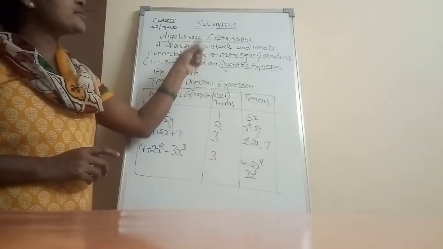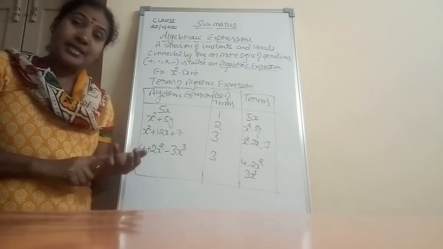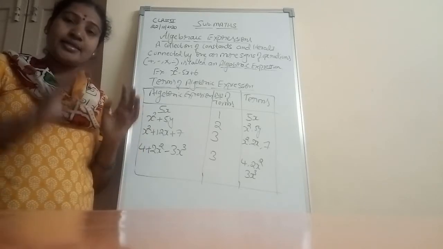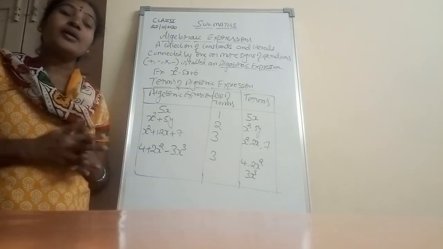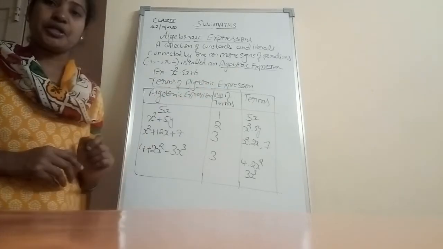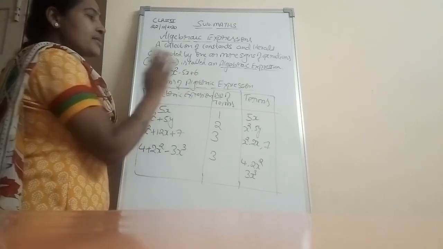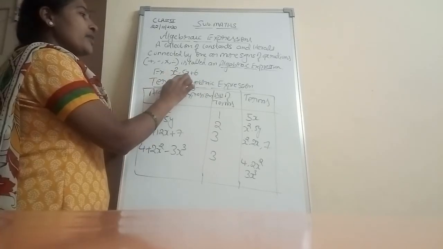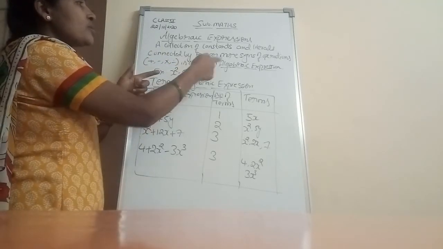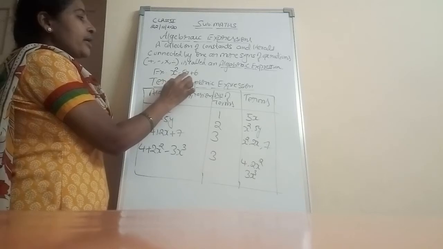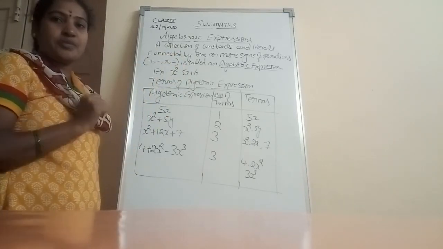So a collection of constants and literals connected by one or more signs of operations. It may be a plus sign, negative sign, into mark, that is the product sign, division sign, like that. They can be connected by one or more signs. That is known as an algebraic expression. Here I have written one example, children. x square minus 5x plus 6. 6 is a constant, okay, and x square and 5x are literals. And they are connected by one or more signs of operation. Means here a minus sign will be there and here a positive sign will be there. So they are connected by some operations. That is known as the algebraic expression.